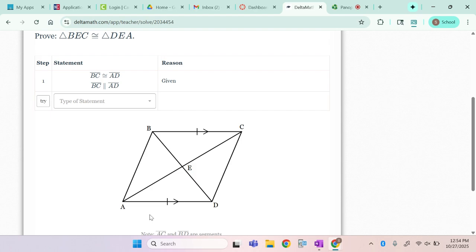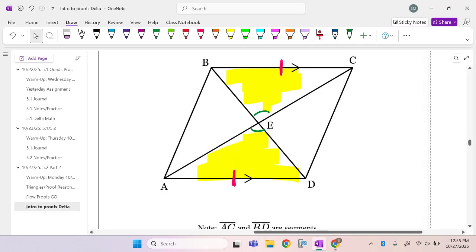All right? So if I'm looking at this picture, what is one set of angles within those two triangles that I can automatically say are congruent? So what are two angles that I can just look at and know for a fact they're congruent? I already marked them.